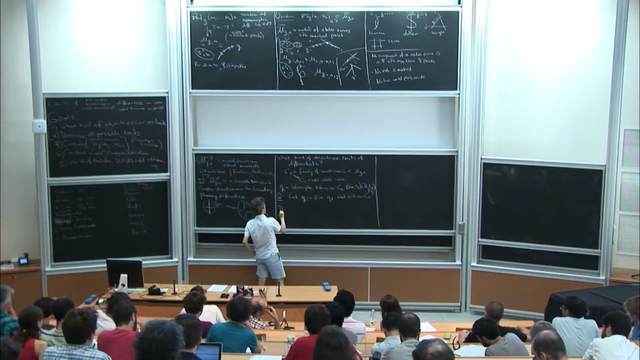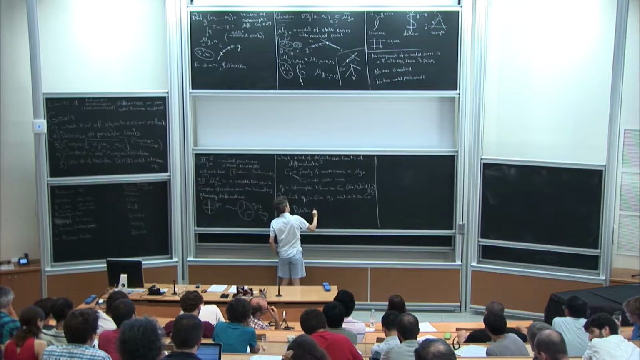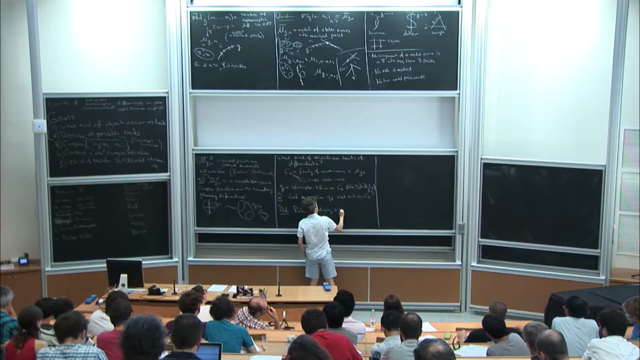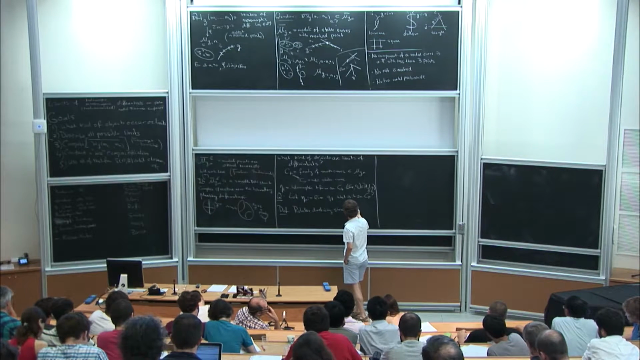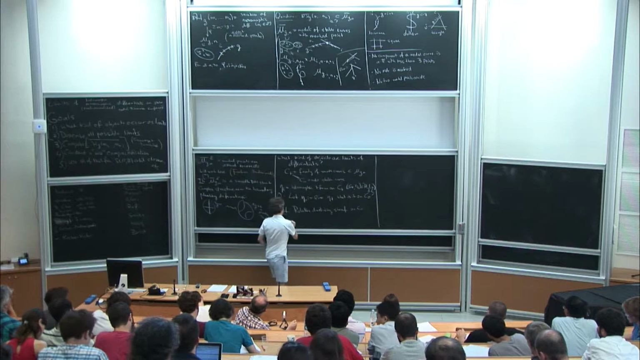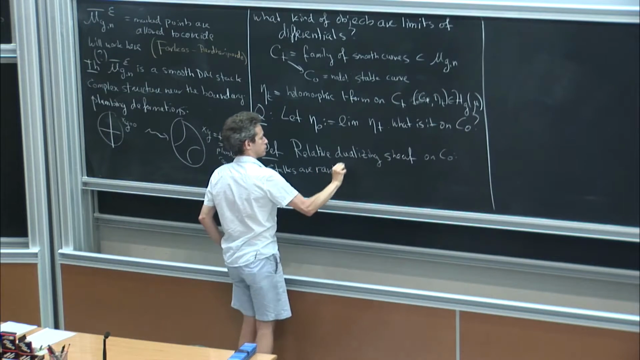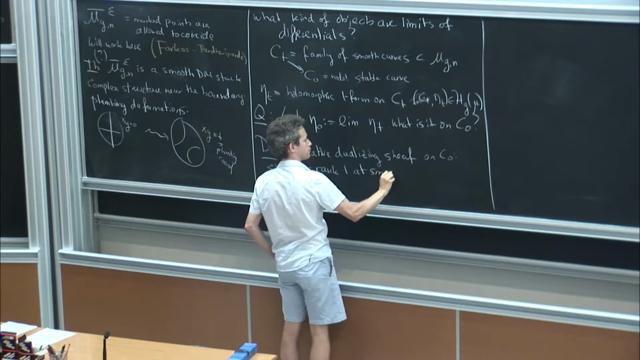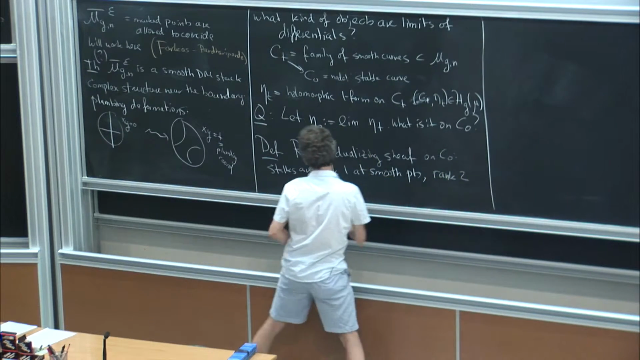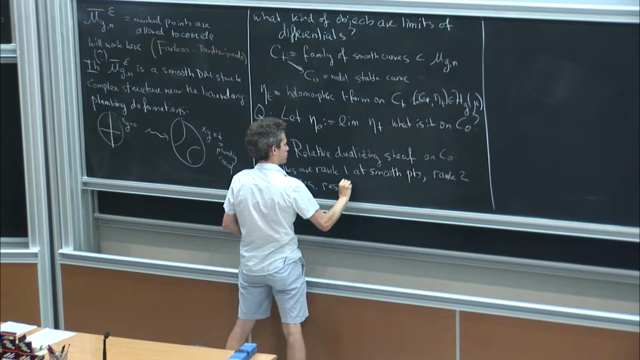So definition. The guy I'll just write is called the relative dualizing sheaf. And I'm sorry, I'll write a correct definition. No, I won't write a correct definition. I'll explain what it is. Relative dualizing sheaf on C_node. This is a sheaf. It's not a line bundle. Stalks are rank 1 at smooth points, rank 2 at nodes, and residues must agree.